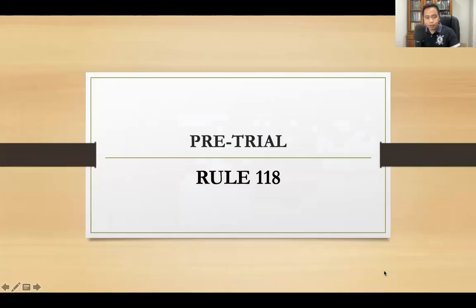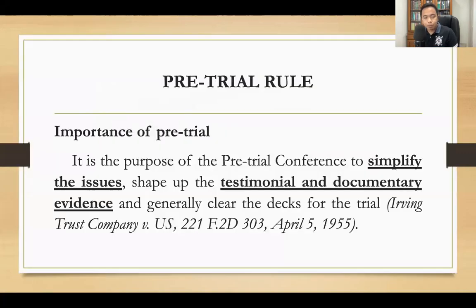Okay, Rule 118, pretrial. Now, what are the purposes of pretrial? The pretrial has the following purposes. Number one, it seeks to simplify the issues of the case. Now, it determines as well the testimonial and documentary evidence, and it prepares the case for trial. So these are the three objectives of the pretrial. It simplifies the issues, it identifies the testimonial and documentary evidence, and likewise, it prepares the case for trial.